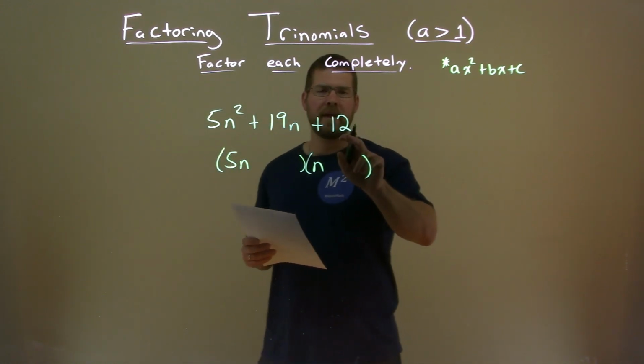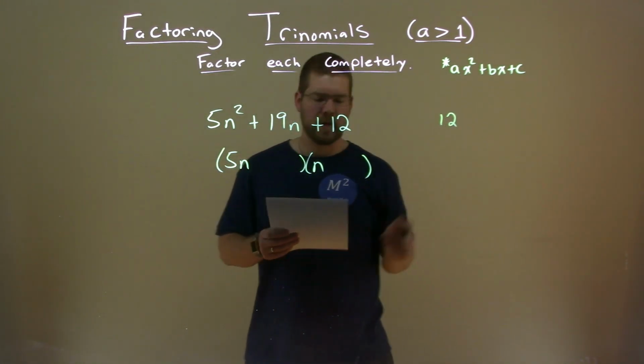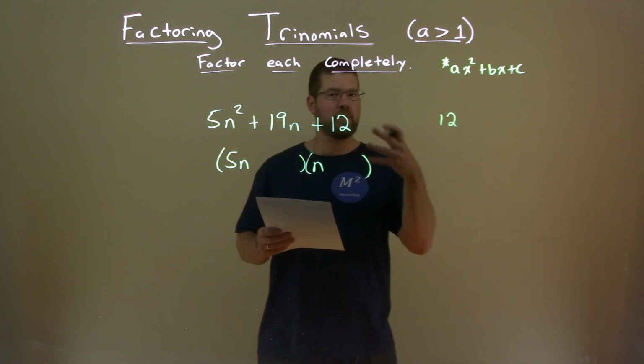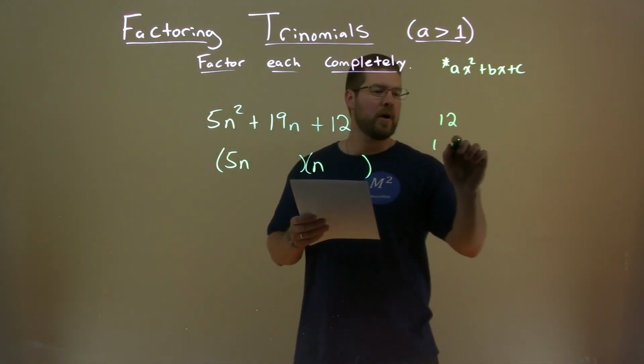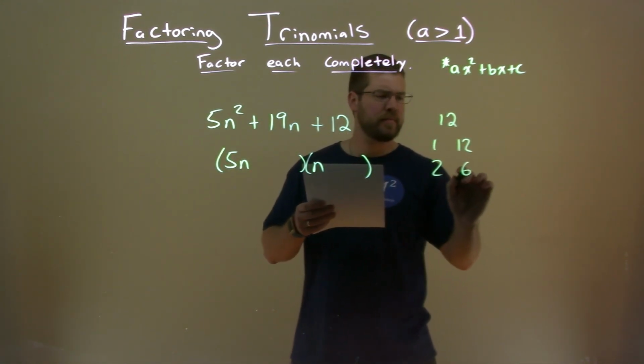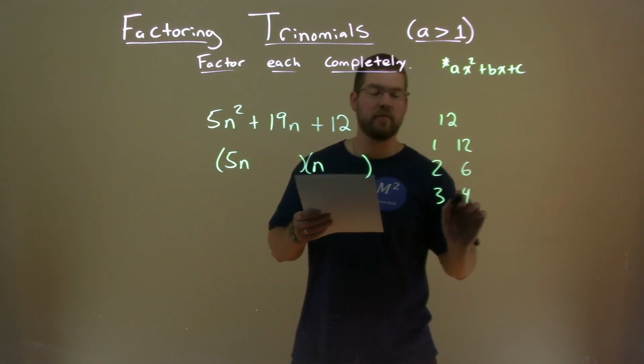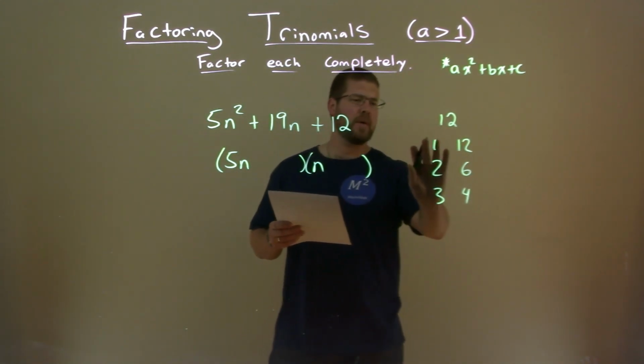Well, with that, I then have to look at my c value, which is 12. And I want to write the list of the two numbers that multiply to be 12. That's 1 and 12, 2 and 6, and 3 and 4. Now, order doesn't really matter. It can be a flip of those.